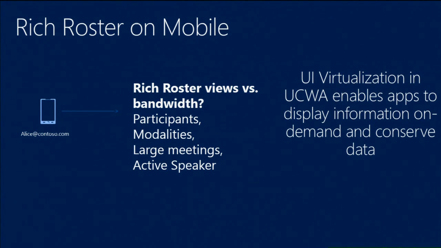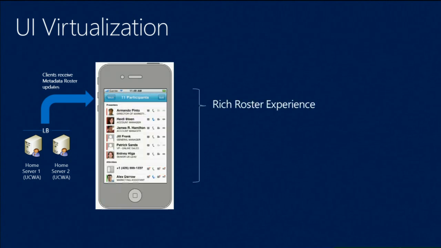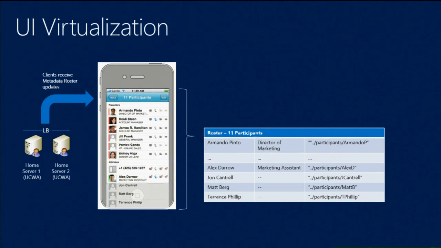So instead of sending you all the information and just refreshing this rich roster, we're going to send this to you once. And as soon as you have this rich roster, we're only going to send you updates. So we will not refresh, we'll just send you any updates there are. And we'll bind those updates, which means that any information you have local on your phone, we'll reuse that. And we'll only send you the missing information that you don't have.